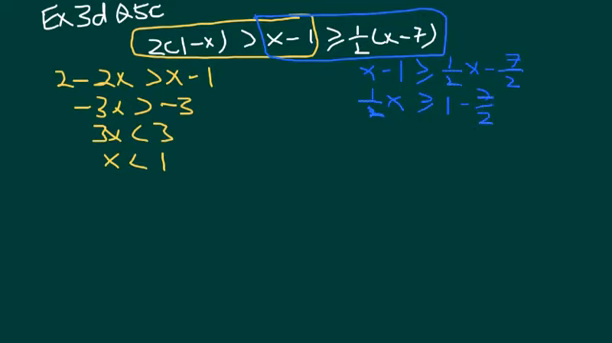Simplifying it a bit, this part here is half x greater than or equal to 1 minus 7 over 2, is minus 5 over 2. We multiply by 2 on both sides, which is a positive number, and we get negative 5.